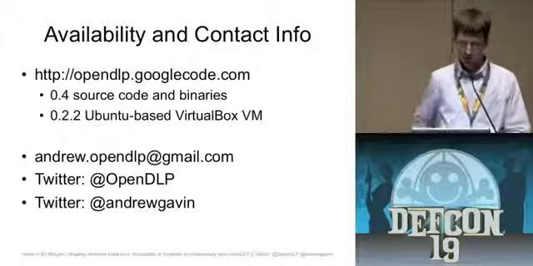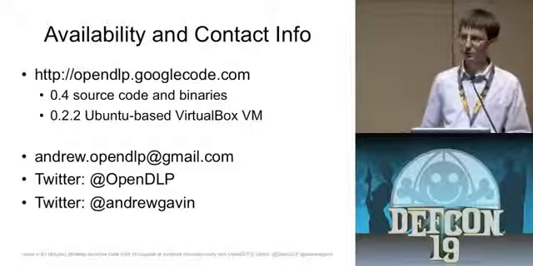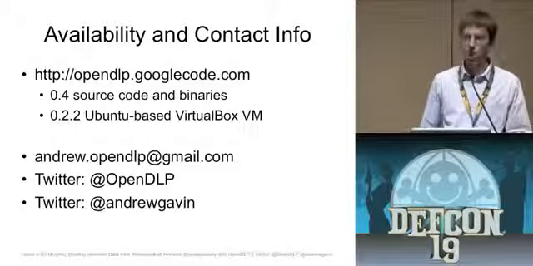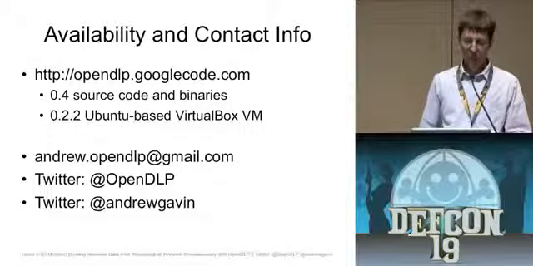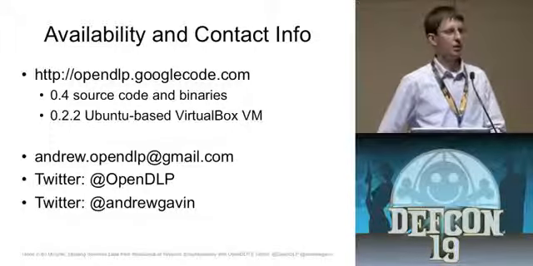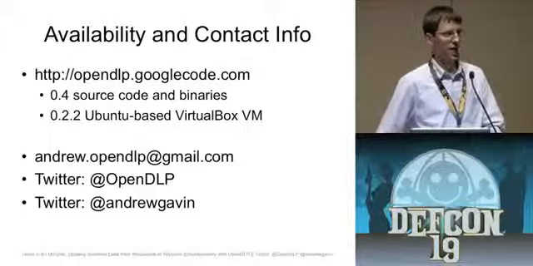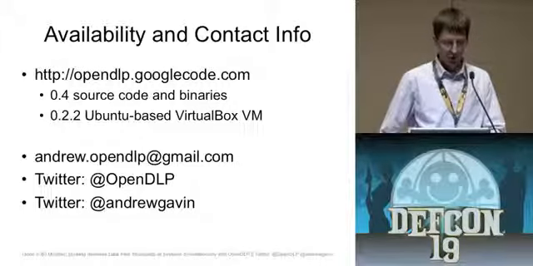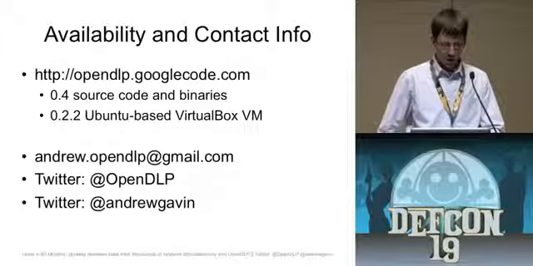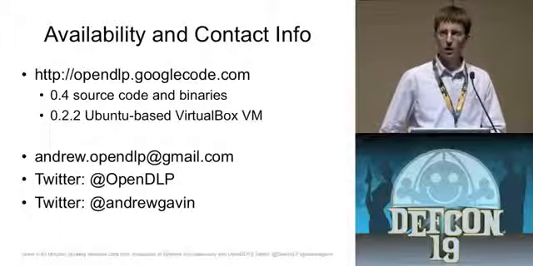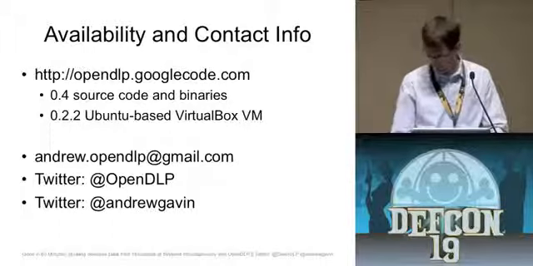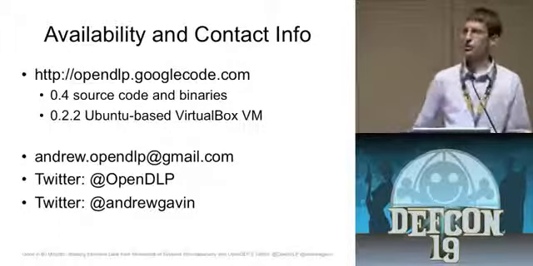But this is the project page. It's on Google Code, and the current version is 0.4, and it's kind of a pain in the ass to install, so I made a VM about a year ago. The VM is a little outdated. I'm going to update it in the next few weeks, but it's based on 0.22. It's easy to upgrade. And then my contact info is there. And I believe we have time. Yeah, we have maybe 5 minutes for questions if anybody wants to.